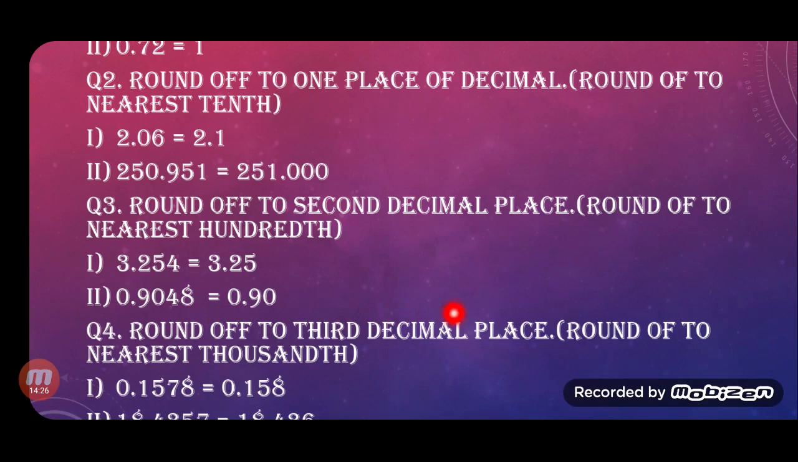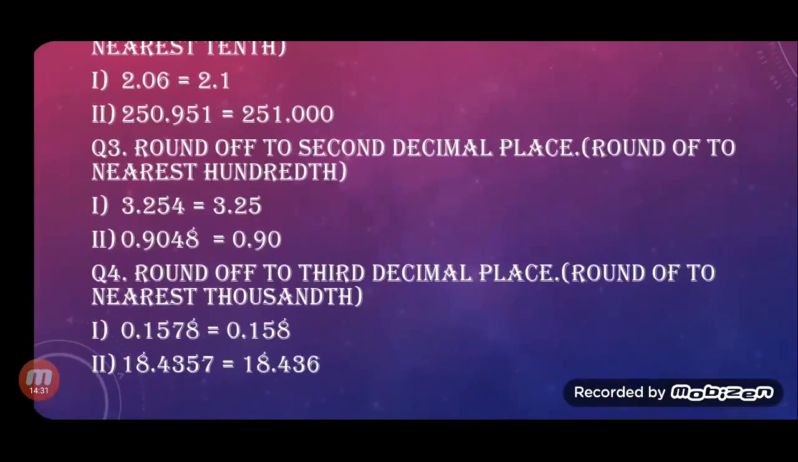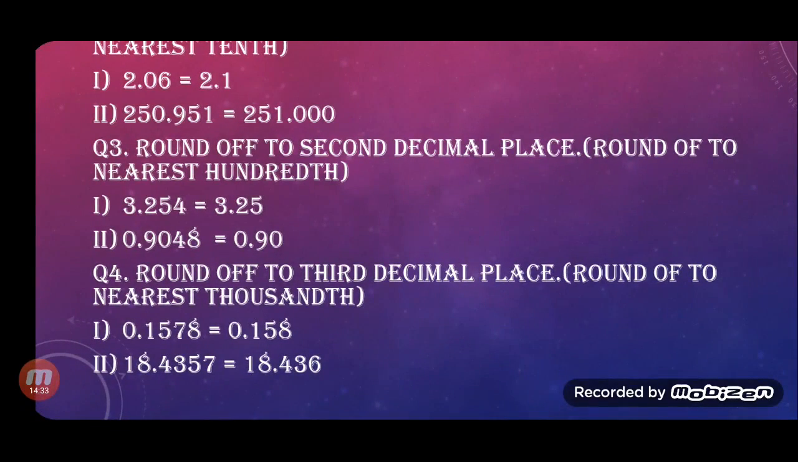Round off to the third place. Children, first place was? Yes, first place was the 10th after the decimal, right? Before the decimal we have whole numbers, no problem at all. But after the decimal we have first the 10th, then hundredths, then thousandths. So now what you have to do? Round off to the third place, round off to the nearest thousandth.